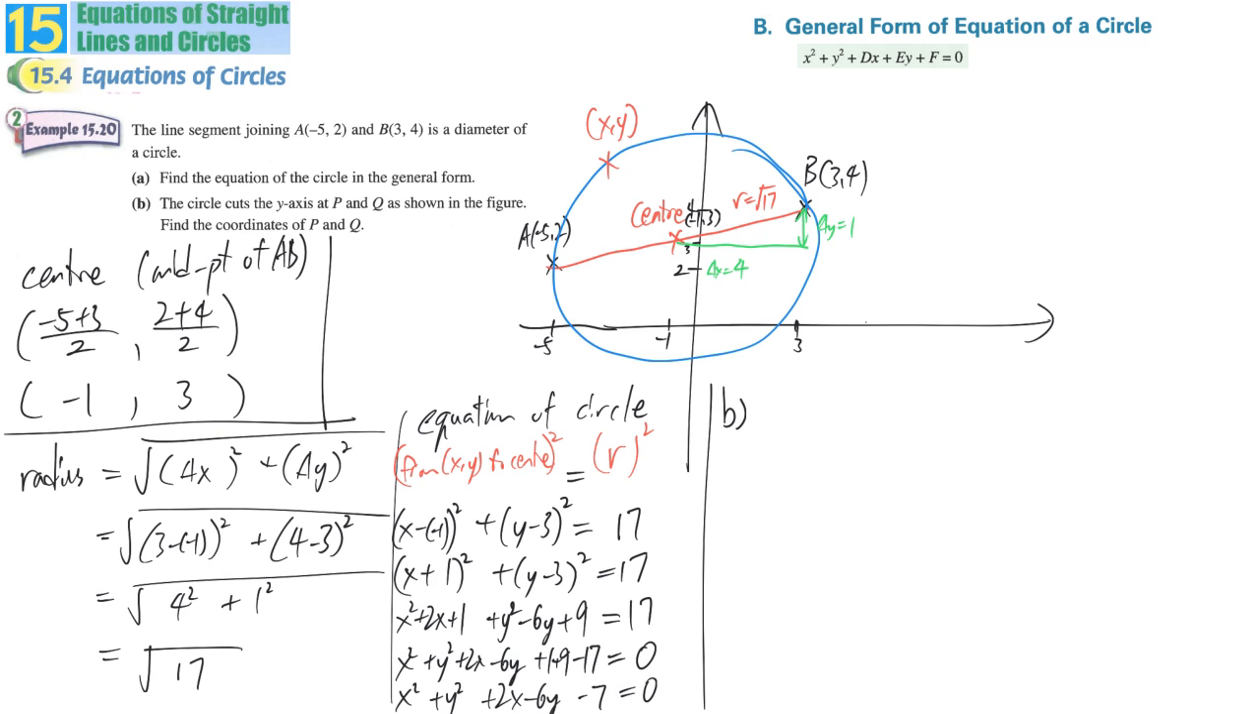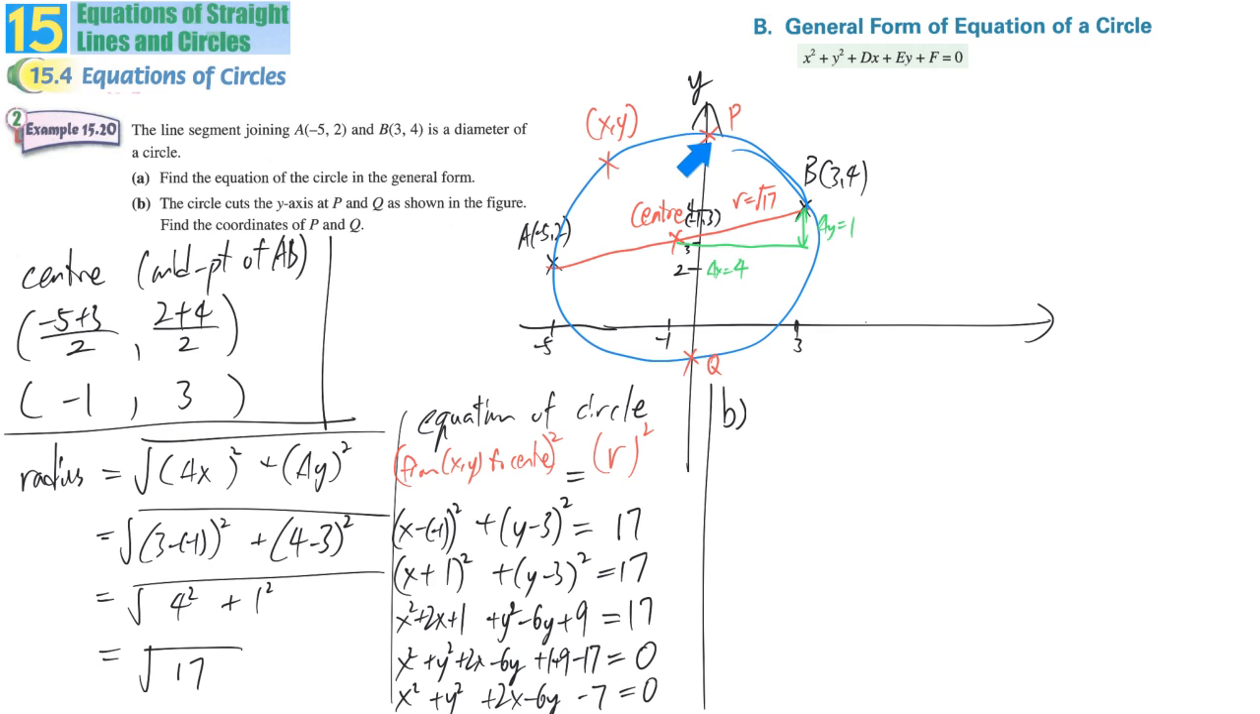And then in part B, they say that the circle, the blue circle here, cuts the y-axis. Y-axis is talking about this line, this vertical line. This is called the y-axis. And then they cross at 2 points. Those 2 points are P and Q. From the graph provided by the question, P is above while Q is below. So I mark down, this point is called P and this point is called Q.